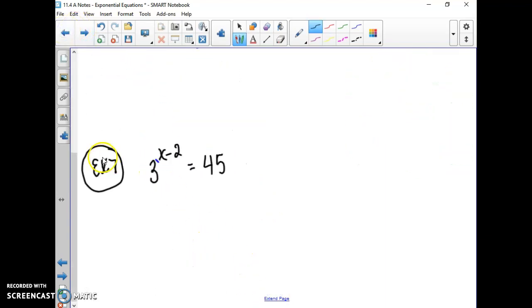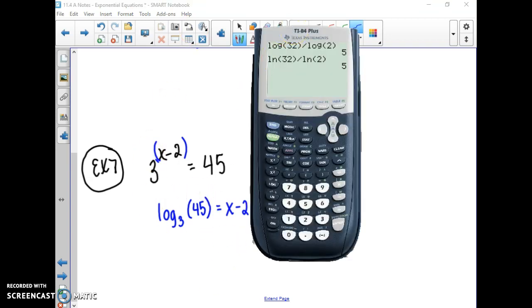Here we have example 7. And this time it's a little bit more complicated. We have 3 to the x minus 2 equals 45. Now we don't see parentheses here, but whatever is in the exponent we assume is sort of in parentheses. So when we rewrite this as a logarithm, we will have log base 3 of 45 equals x minus 2.